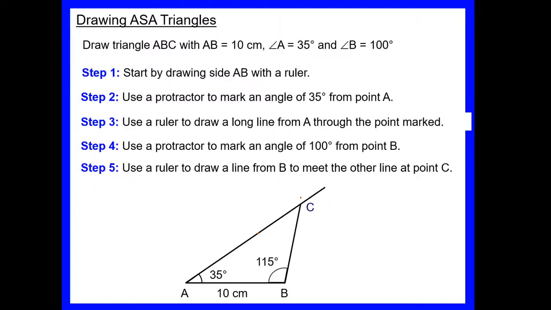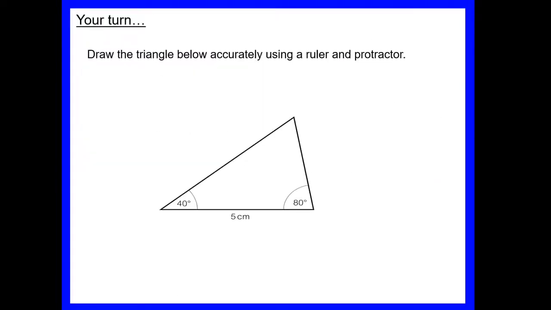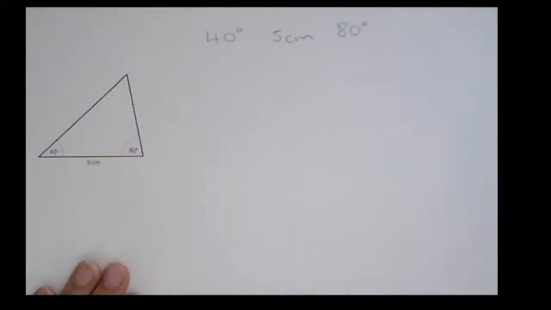All right then, let's have a go at that. So again, I'm going to work through this next one with you on a piece of paper. So we're now asked to draw the triangle below. So we've got 5 centimeters, our 40 degrees and our 80 degrees there. All right then, so let's have a go at drawing this one.